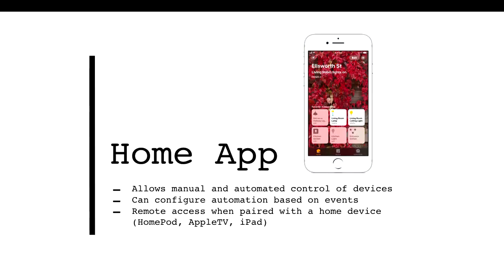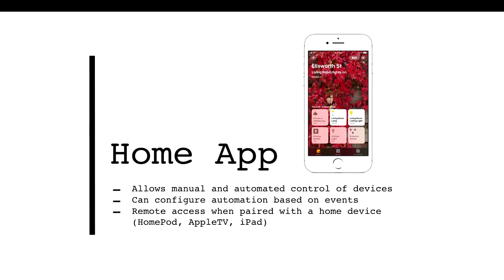On the automation side, there's something called the Home app. There's support natively coming to the OS, I think in the next release of OS X. But for the most part, most of this stuff is done through your iOS device or your Apple TV device. These allow manual and automated control of your devices.